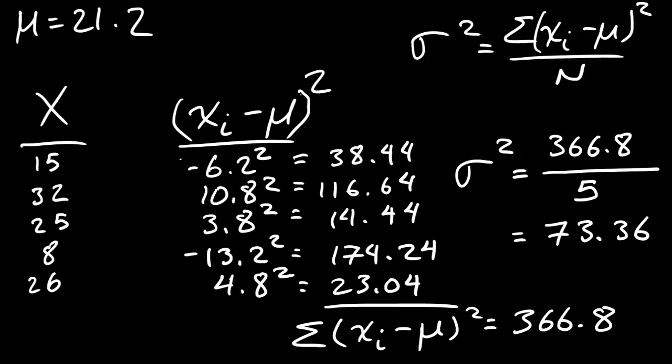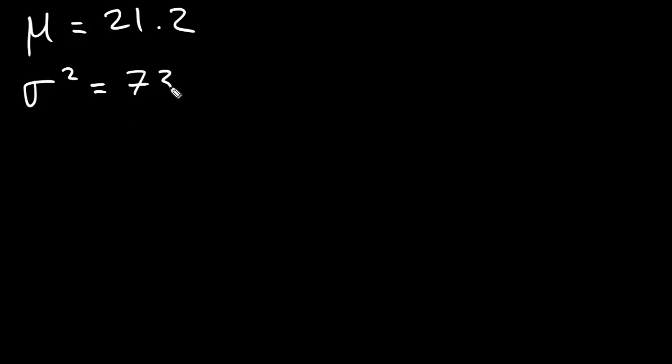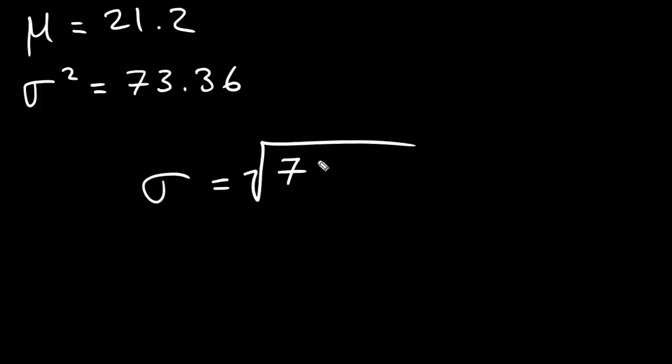So I'm just going to erase this and put up some information. We've got our mean, 21.2. We just found our variance, which was 73.36. And then if we wanted to find our standard deviation, we could take the square root of that 73.36 to get 8.565.